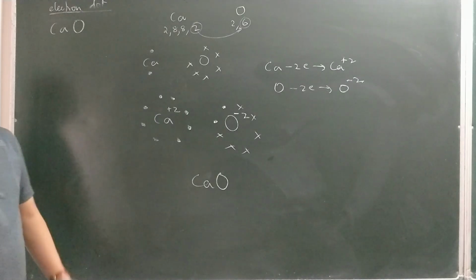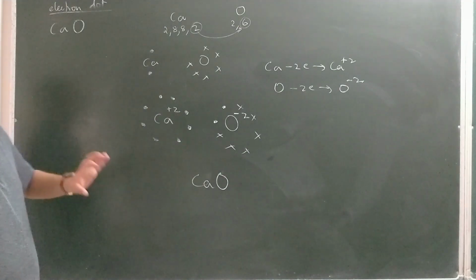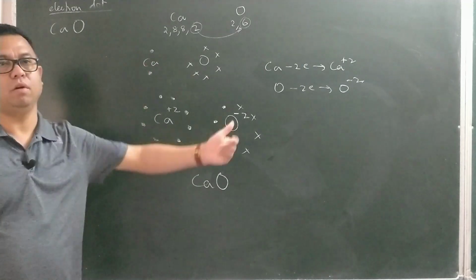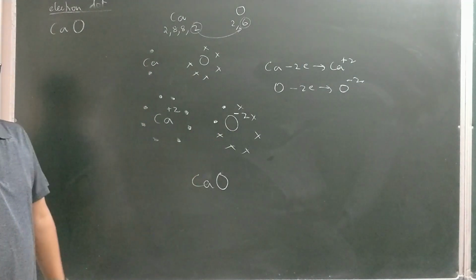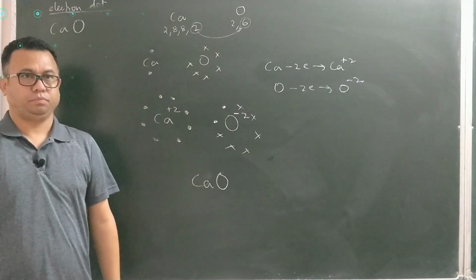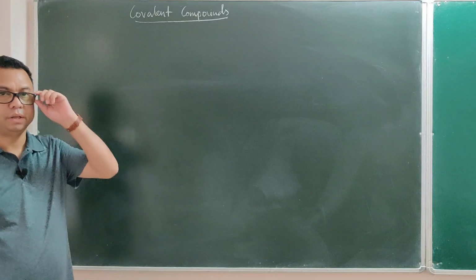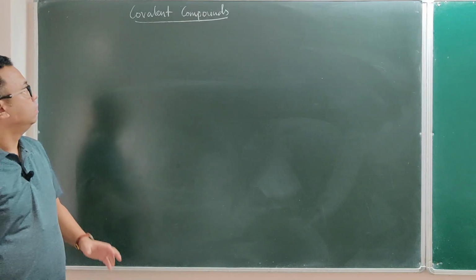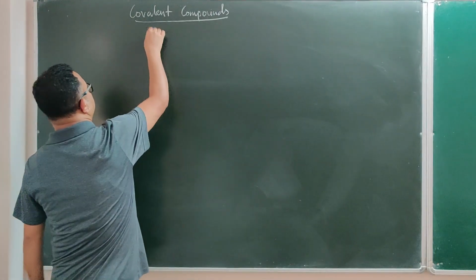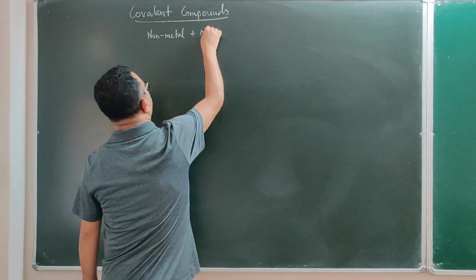Now you also have to discuss some properties, characteristics of electrovalent bond, but I think I will discuss those together when we discuss the difference between electrovalent and covalent. Now I will go to covalent compounds. Let us see the second type of bonding, and that is called covalent bonding. And usually covalent compounds form when there is a combination between a non-metal and another non-metal.